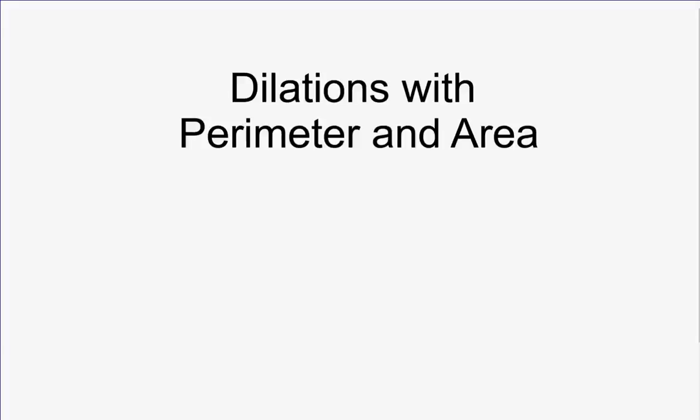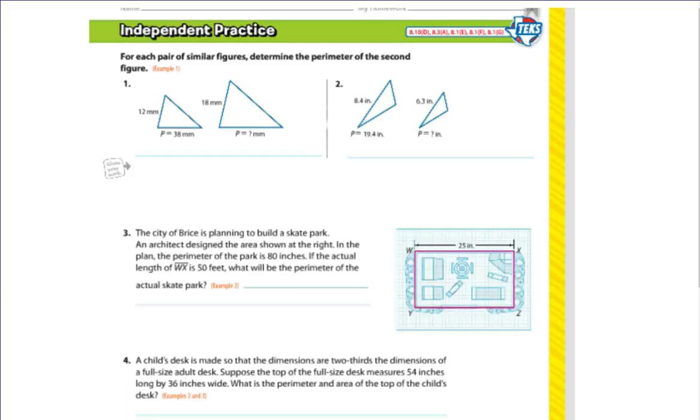So people ask for help with the homework on dilations, so let's go through the homework on dilations. Perimeter and area. So start off, it gives us two shapes. It says for each pair of similar figures, determine the perimeter of the second figure. Okay, grab a pen here.